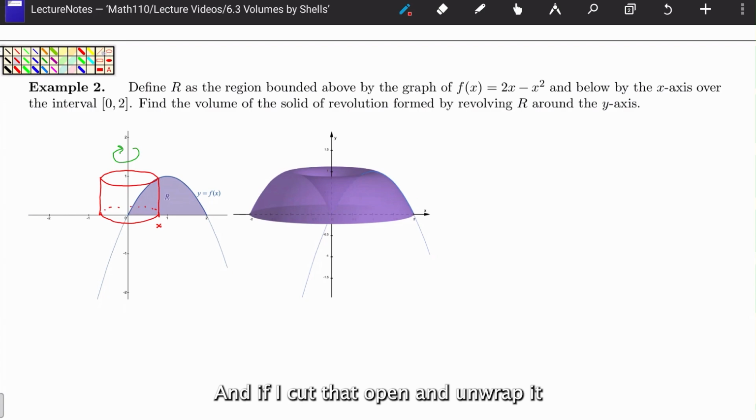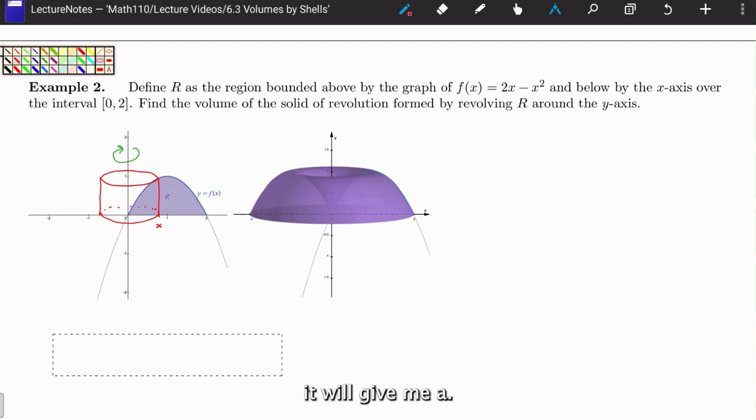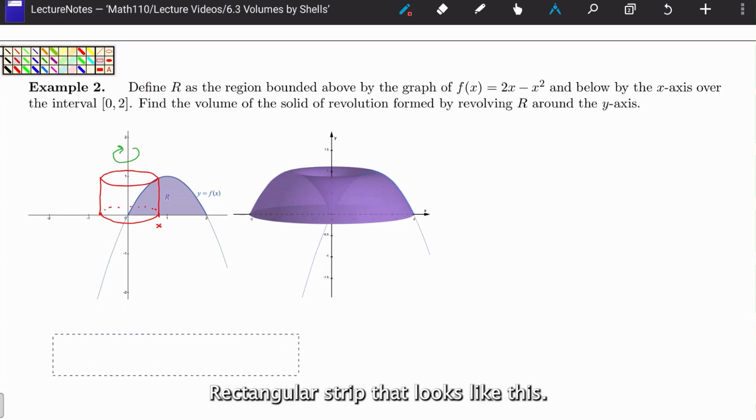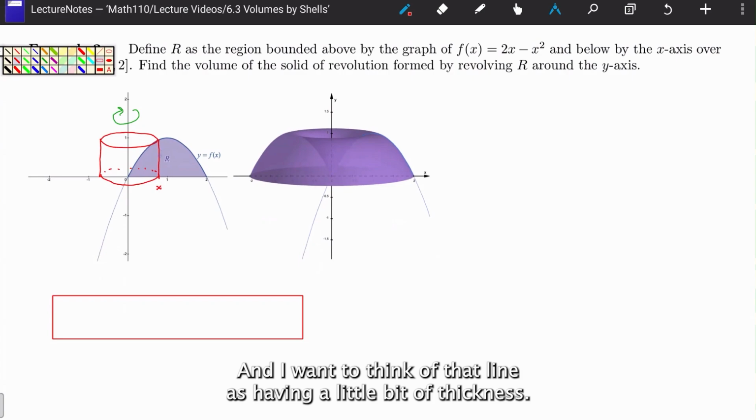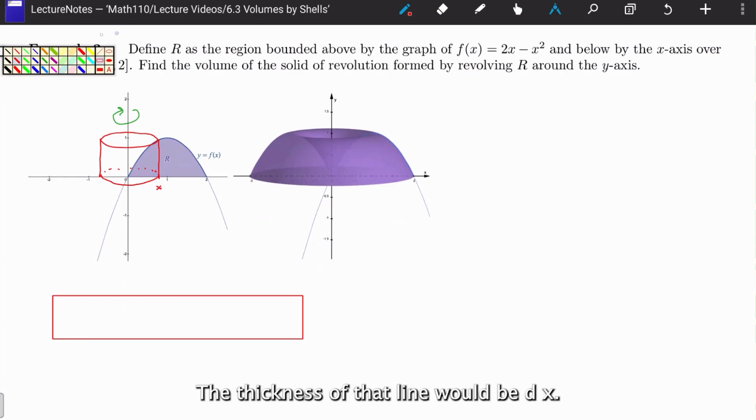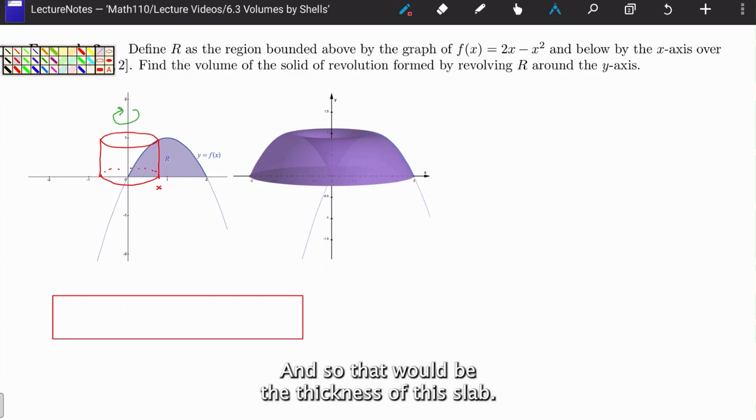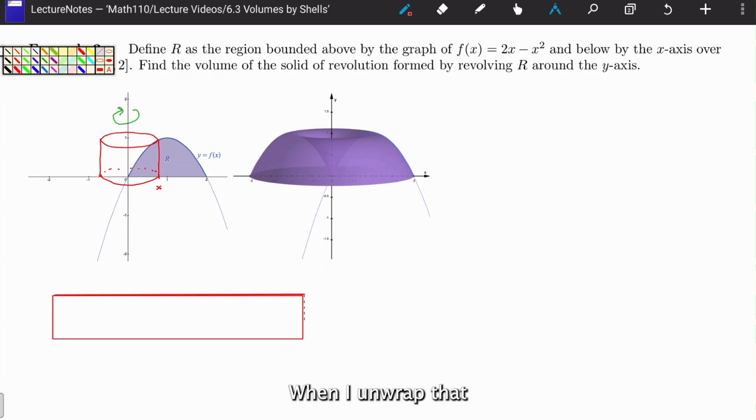And if I cut that open and unwrap it, it will give me a rectangular strip that looks like this. And I want to think of that line as having a little bit of thickness. The thickness of that line would be dx. And so that would be the thickness of this slab when I unwrap that cylindrical shell.